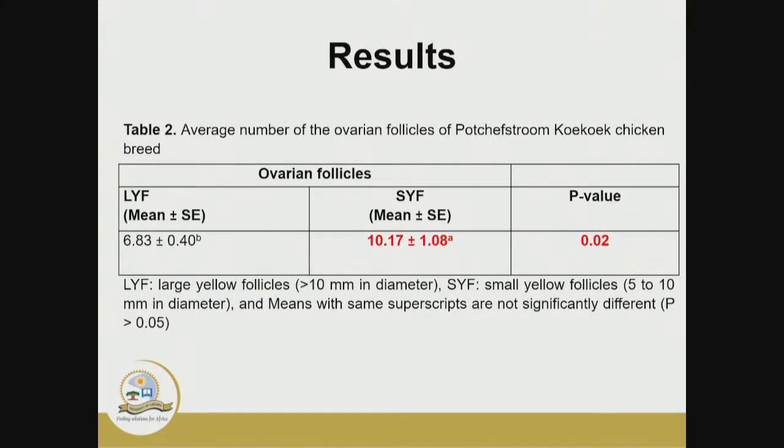Table 2 is showing the findings of the average number of ovarian follicles morphology of Potchefstroom Kokok chicken breed, and the findings displayed that there is a significant difference in the average number of the large and small yellow follicles, as the p-value indicates it is less than 0.05. The findings also showed that the small yellow follicles, as highlighted in red there, had a higher average number when compared to the large yellow follicles.